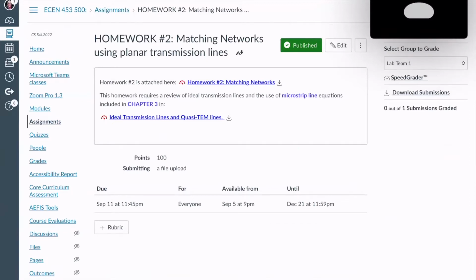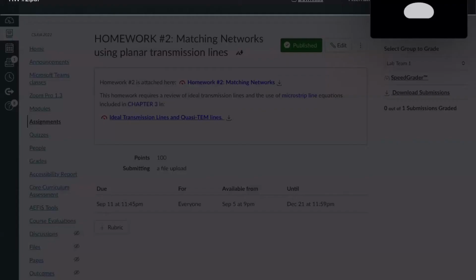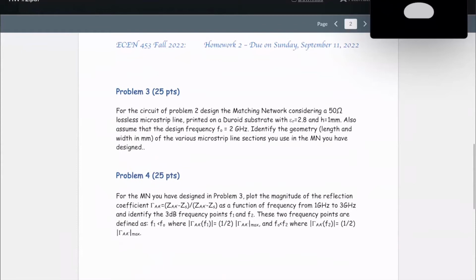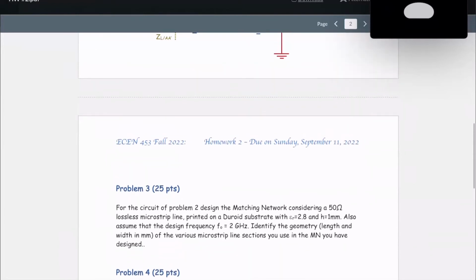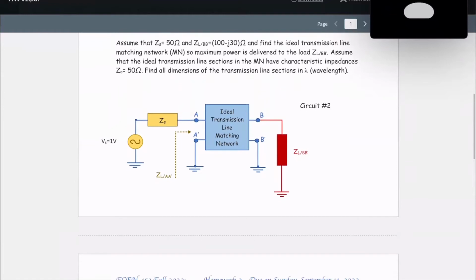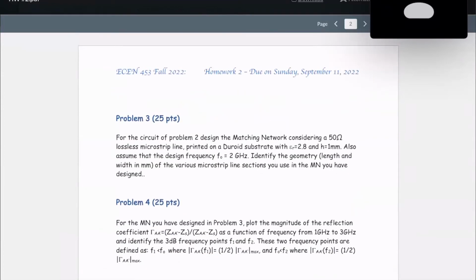Okay, in fact, you may see that here I added the use of microstrip line equations included in chapter 3, but I would like to go to the homework first. So you're saying homework 3. Okay. So what we wanted to do, now that you have solved problem number 2, is design the matching network, considering a 50 ohm microstrip line printed on Duroid, and assume that frequency.